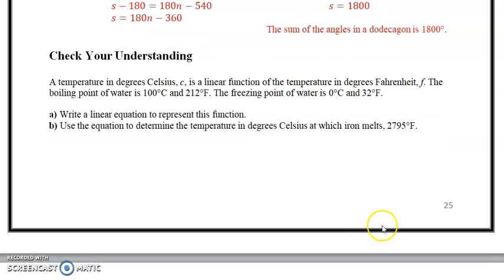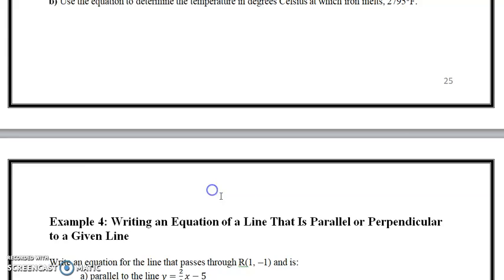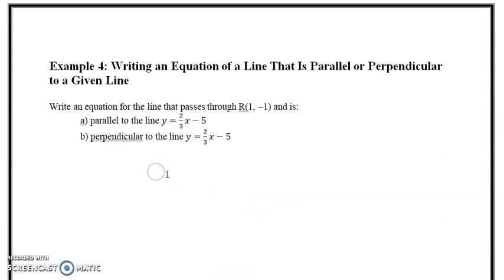Let's check your understanding there. It's got to do with degrees Celsius and Fahrenheit. You can work through that. Let's look at example 4. Writing an equation of a line that is parallel or perpendicular to a given line. Right? So let's take a look at this one. Let's do the A part first.